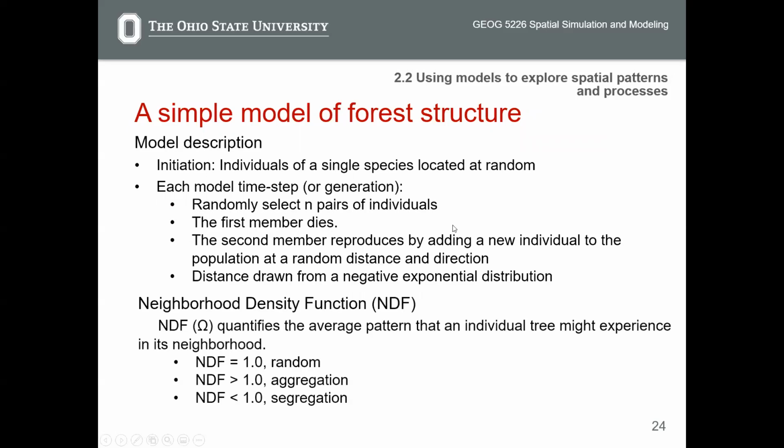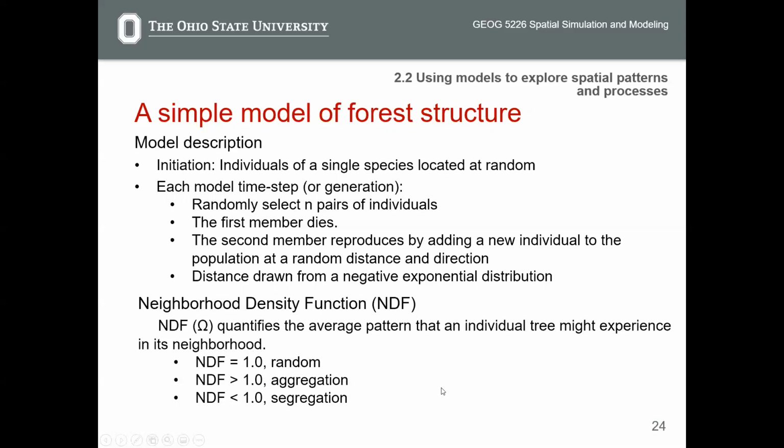Okay, then the authors of this paper defined something called the neighborhood density function, NDF, to quantify the spatial aggregation. Okay, NDF, or omega, quantifies the average pattern that an individual tree might experience in its neighborhood. So how to quantify? If eventually you have an NDF of this species equal to 1.0, then we see that the spatial pattern is random. There is no aggregation. If NDF is larger than 1.0, we say there is aggregation. The larger the NDF, the stronger the aggregation. If NDF, on the other hand, is smaller than 1.0, there is no aggregation.